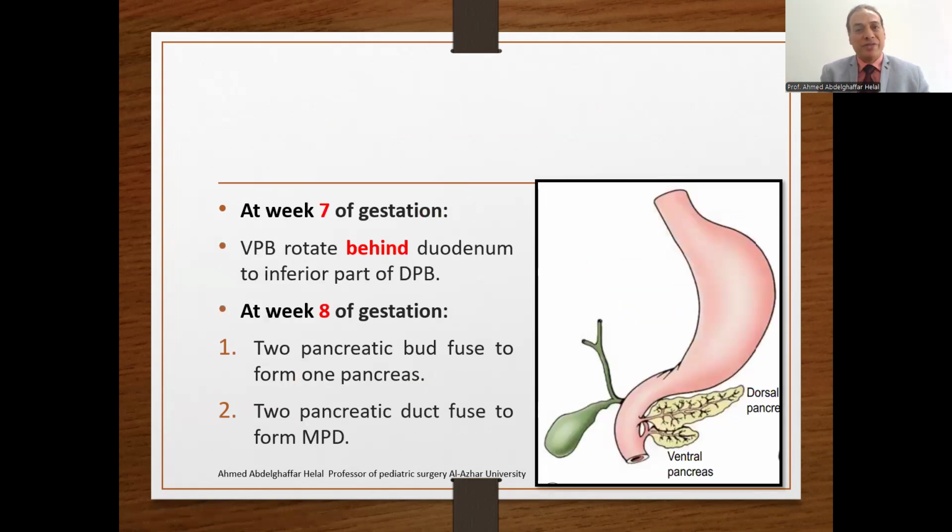At about week 7, there is a rotation of the ventral duct behind the duodenum to lie below the dorsal duct and then to fuse to form a single pancreas. Also, the duct system will fuse, however, it may be delayed.